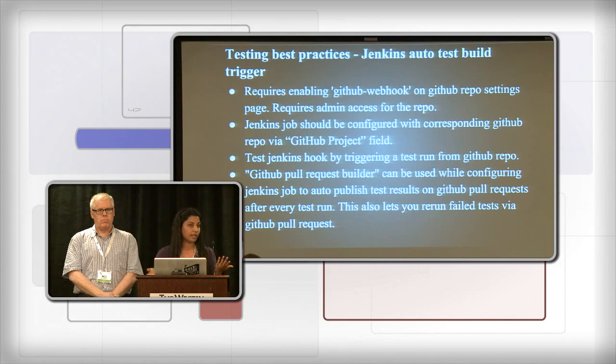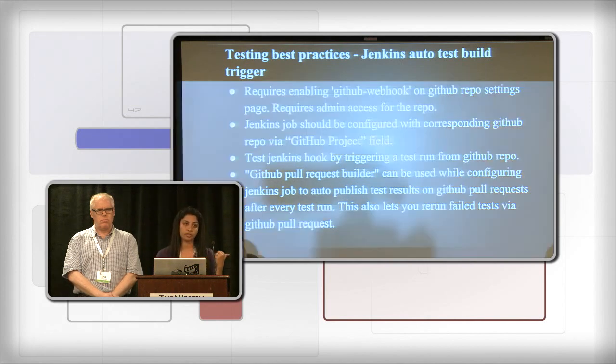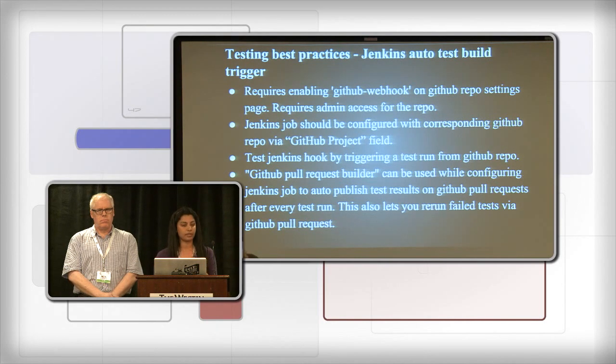And to make it even better, in case a test failed, it's very easy to trigger a rerun by just giving simple commands like retest directly on pull request. So this triggers a second run and posts the results again. So this saves a lot of time, and it avoids a lot of manual tracking or monitoring of pull request. So these are some of the best practices that we highly recommend you use.